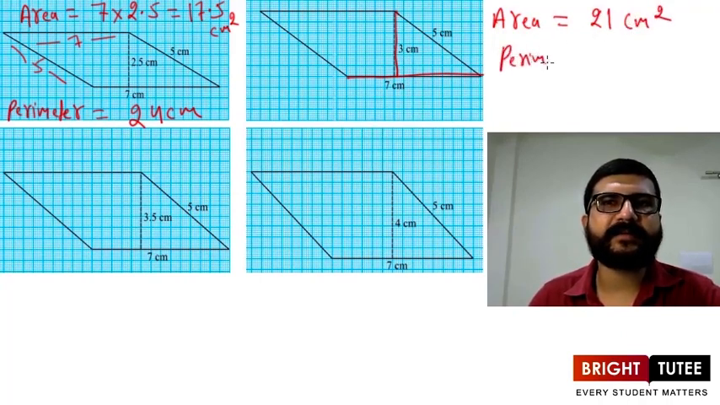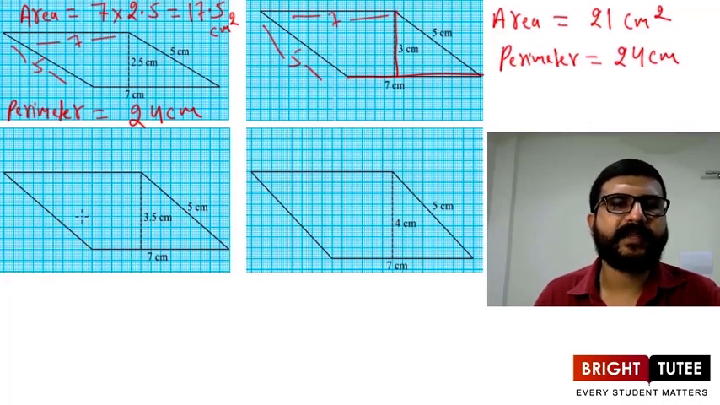Now what we can say about perimeter? Perimeter is sum of all the side lengths. So this side length will be 7 and this one will be 5. Now again 7 plus 7, 14 plus 5, 19 plus 5, 24. So here also perimeter is 24 centimeters.